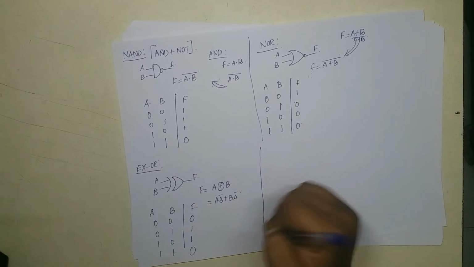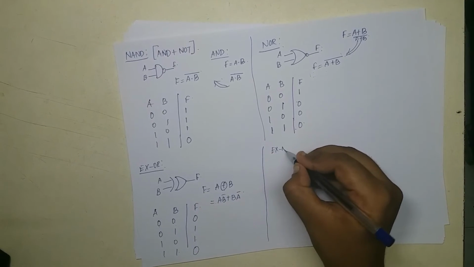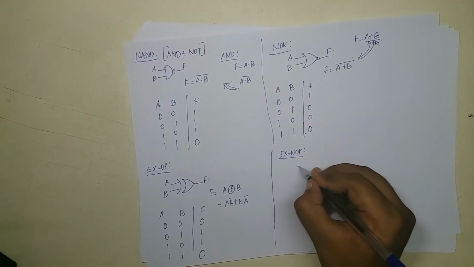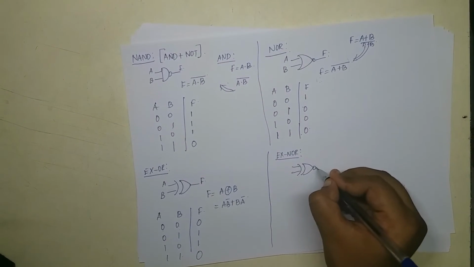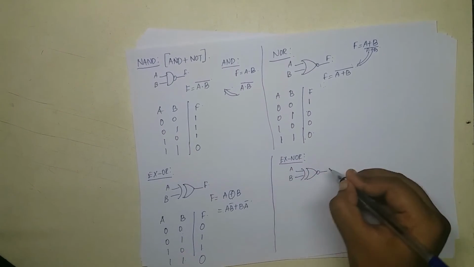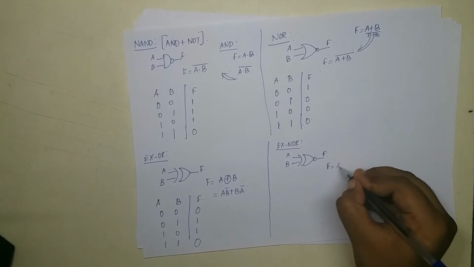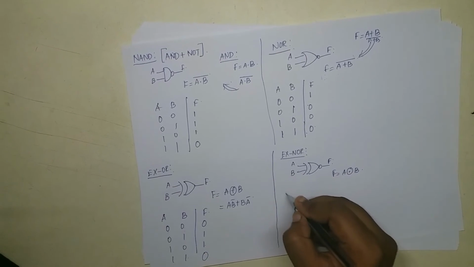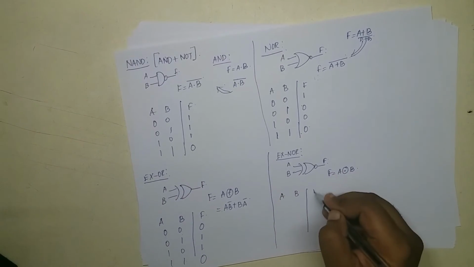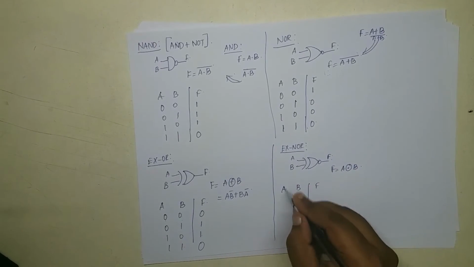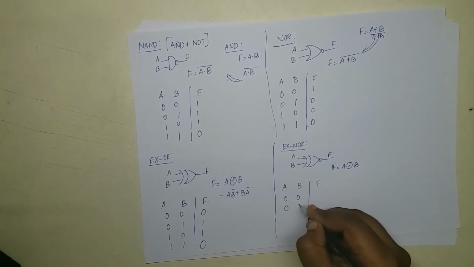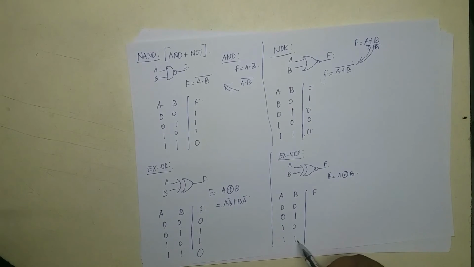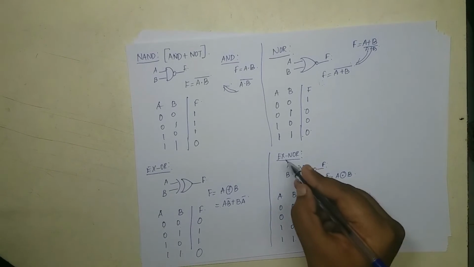Then we will be going to exclusive NOR gate. Exclusive NOR gate's graphic symbol is like this. So A, B inputs and output F, where F is equal to A exclusive NOR of B. The truth table of exclusive NOR is A, B and the output F. So four combinations will be 0, 0, 0, 1, 1, 0, 1, 1. Here if both the inputs are the same, the output will be 1 in the case of exclusive NOR.